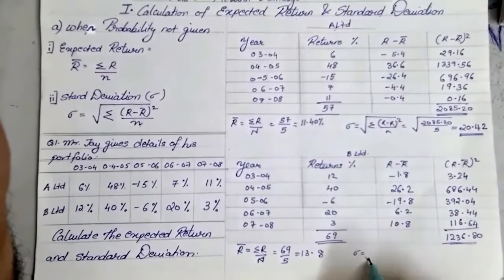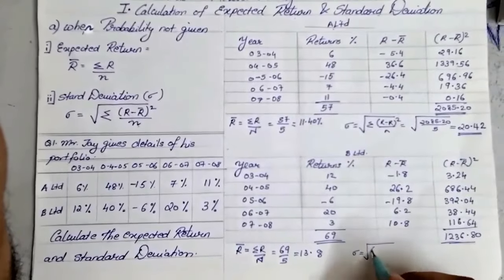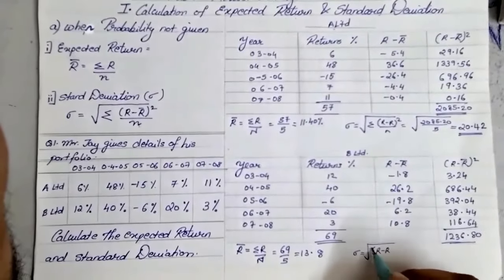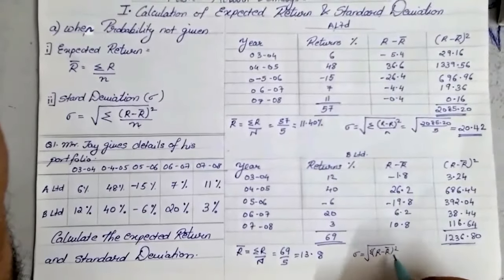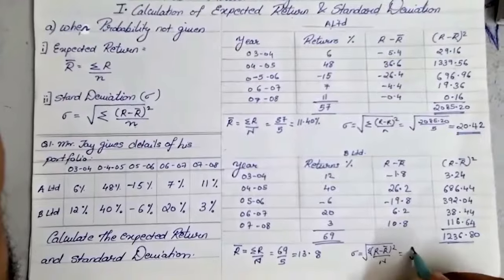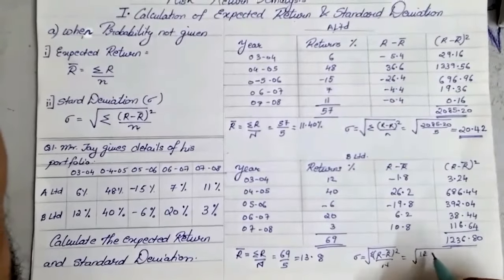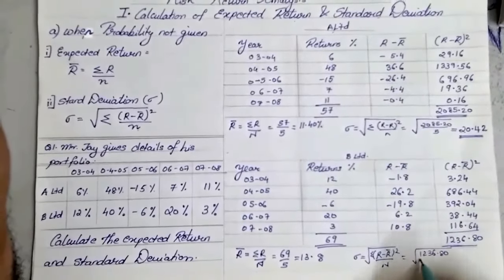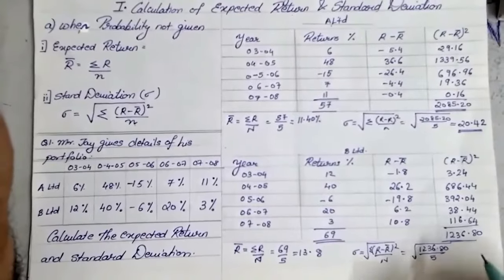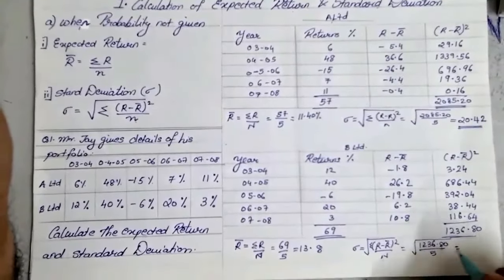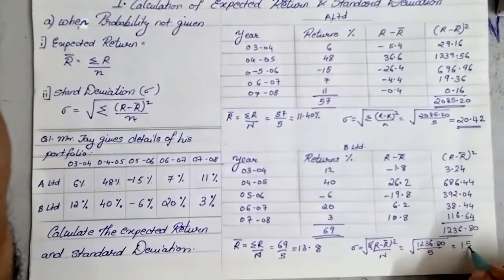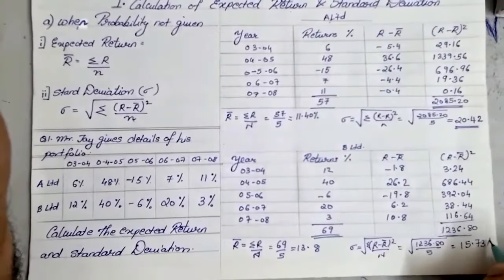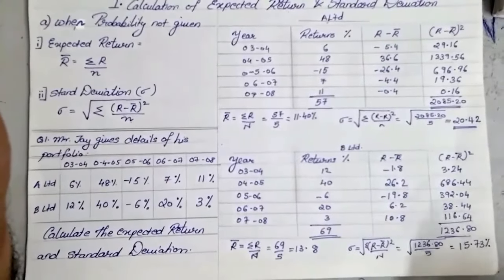So standard deviation is nothing but the square root of total of r minus r bar the whole square upon n. So it will be nothing but the square root of 1236.80 upon 5. The value of which, after dividing and pressing the square root, you should get the answer as 15.73%.